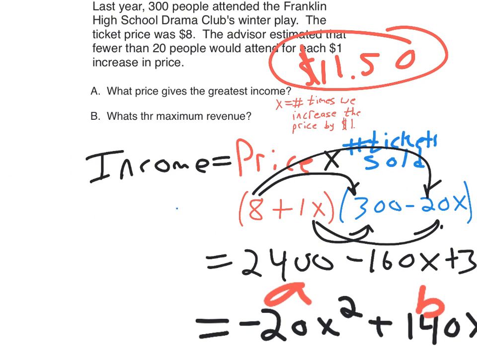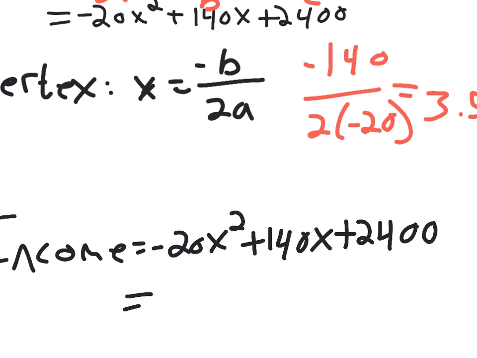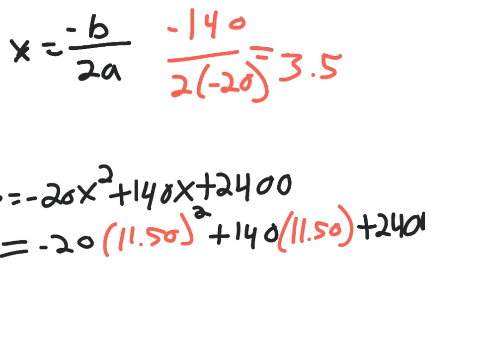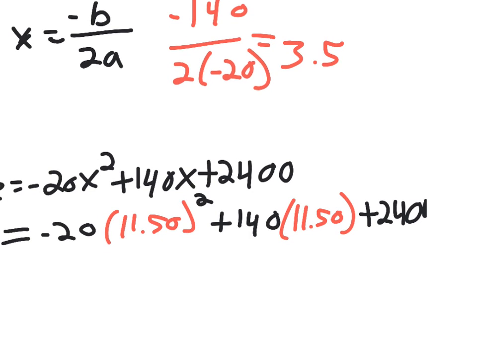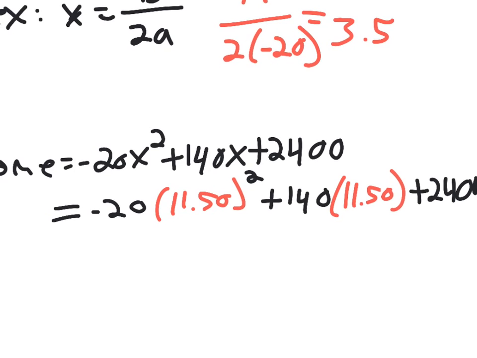And then part B, what's the maximum revenue? You can find that by plugging in the price that gives you the maximum income. So plug 3.5 back into your income equation. So here's our income equation. Everywhere we see an x, we're going to put in that max value. So I plugged that into the income equation. And now we just have to do the order of operations carefully to get down to the final answer.